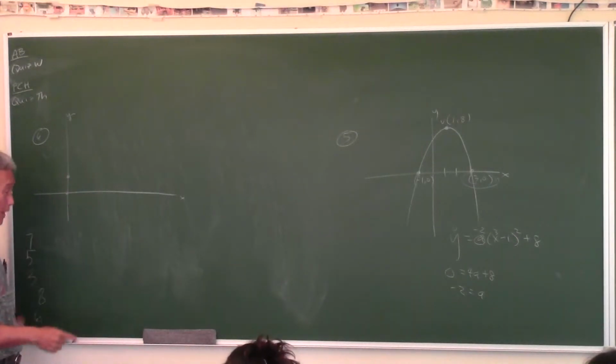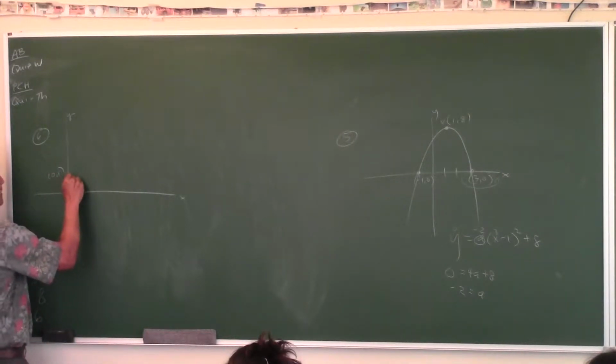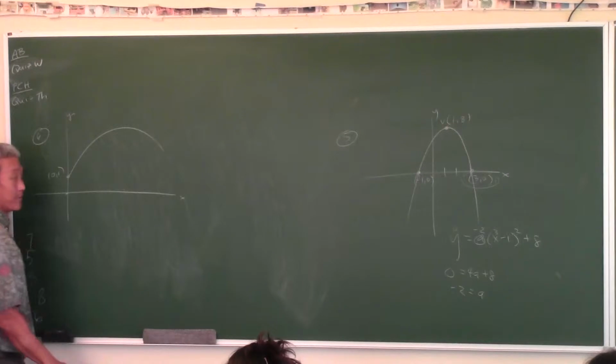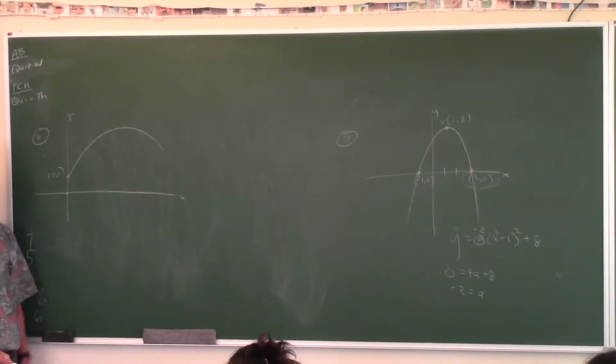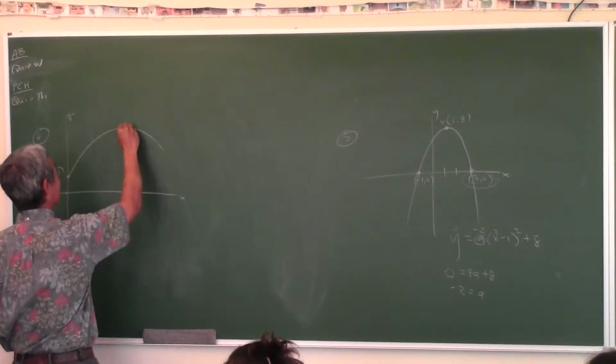The ball is hit 1 meter above the ground, right? That's reasonable. And then it travels in the shape of a parabola, right? You guys in physics know this, right? Kinematics. Or from last year, algebra 2.